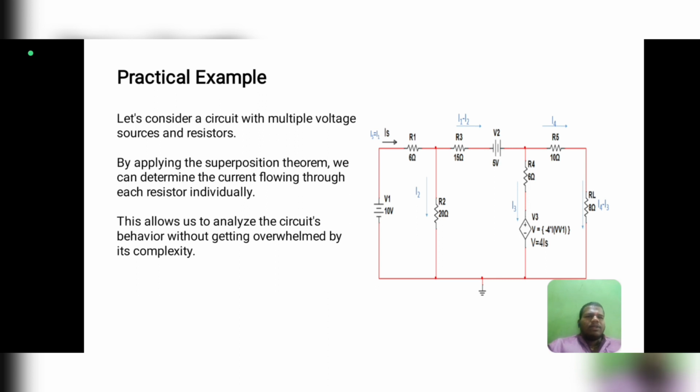Practical example. Consider a circuit with multiple voltage sources and resistors. By applying the superposition theorem, we can determine the current flow through each resistor individually. This allows us to analyze the circuit behavior without getting overwhelmed by its complexity.